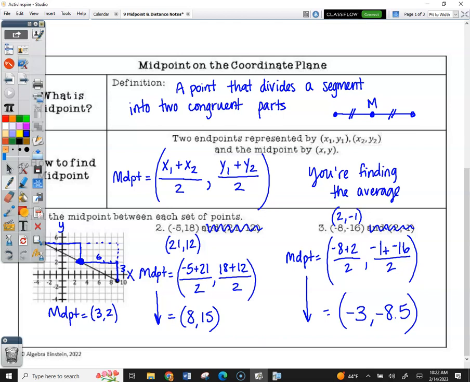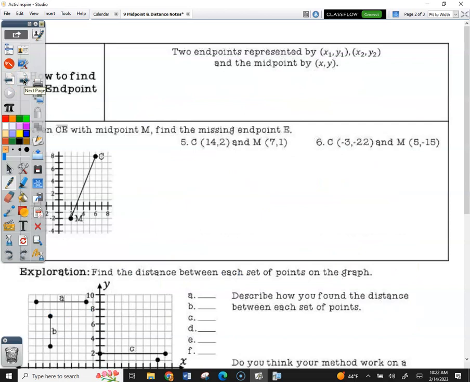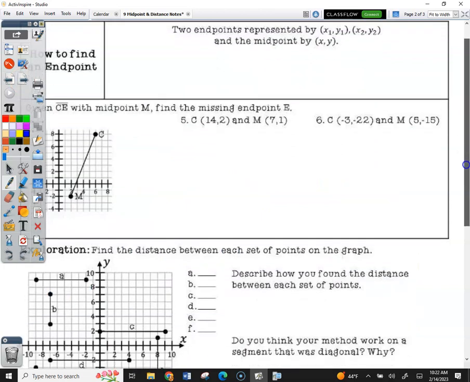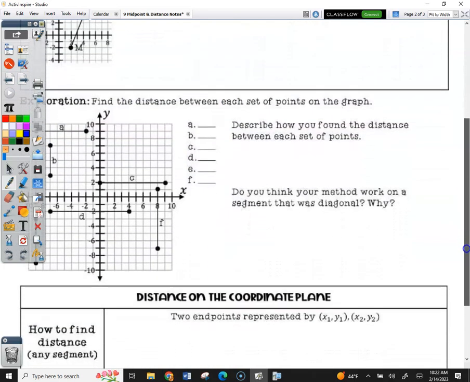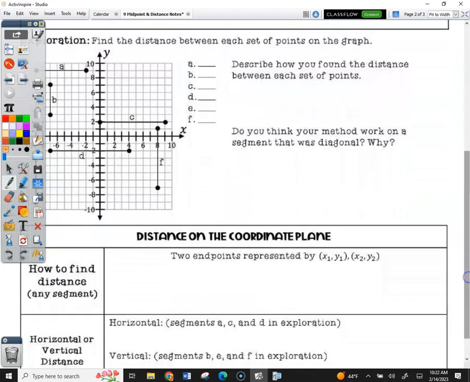Now, the next level of midpoint, we're going to skip for today because right now I just want to make sure you can master it the straightforward way. Tomorrow, after our quiz, we'll learn how to find that other endpoint if I give you the midpoint. We'll do that tomorrow. But we do need to cover distance. So for today, we're skipping this right here. Okay, and we're going to slide down to this.